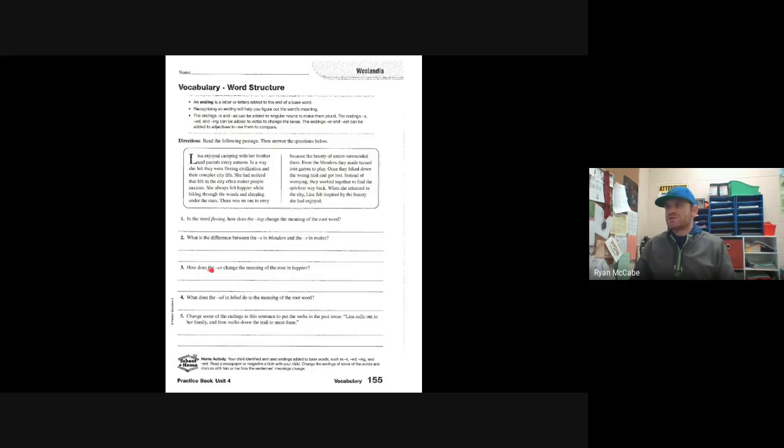Next question, how does the ER change the meaning of the root in happier? Now, as you can see, happy is spelled H-A-P-P-Y, and happier is H-A-P-P-I-E-R. IER is not necessarily a suffix, but we don't spell happier with a Y-E-R. Same thing as when I talked about batted. If I was talking about a singular bat, it would be B-A-T. If I was talking about a batted ball, that is B-A-T-T-E-D.